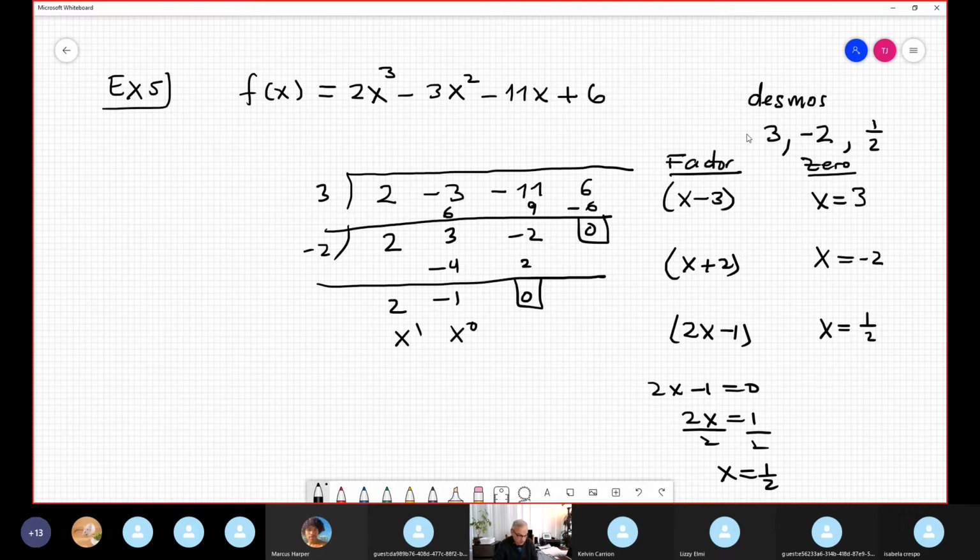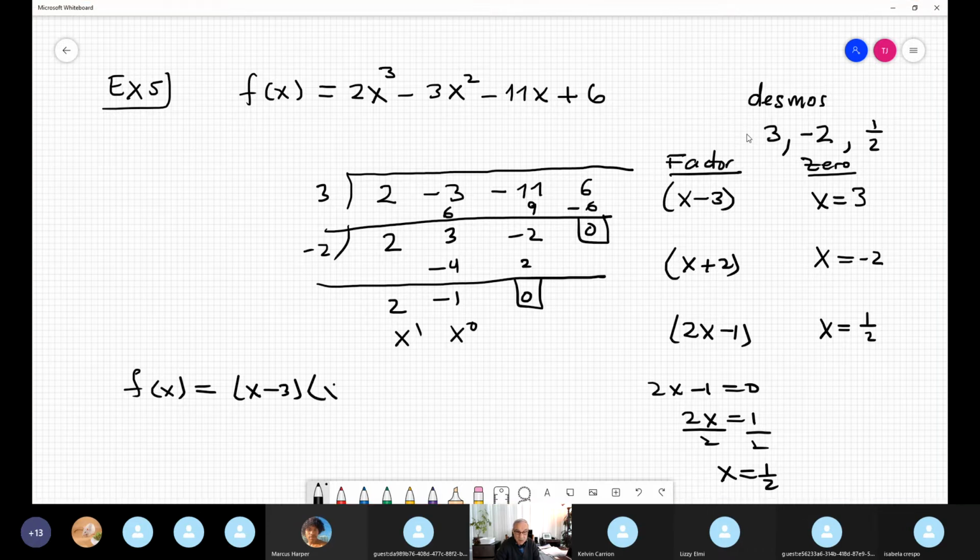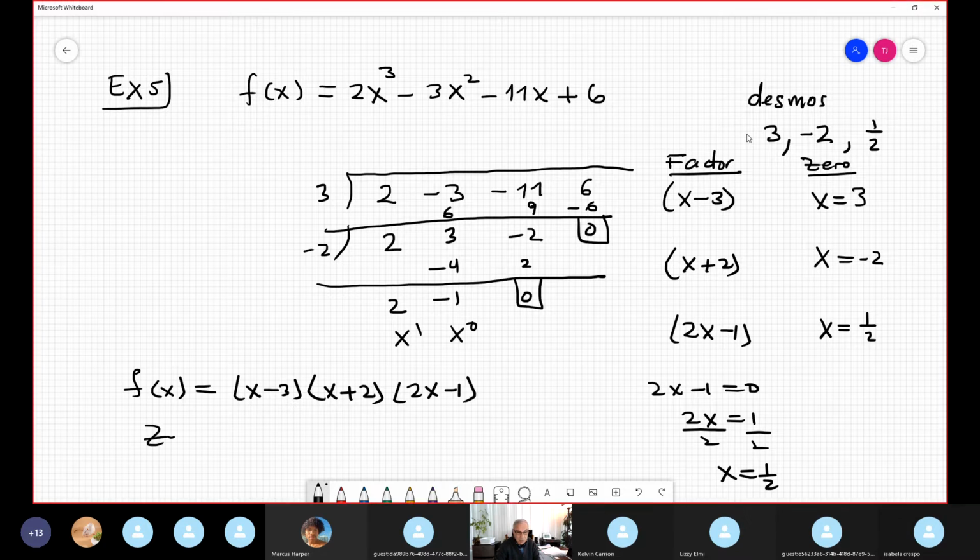Make sense? Do you understand the idea? Suppose that in the test I ask you to factor this. What is the factorization? Well, the factorization is x minus 3, x plus 2, and 2x minus 1. End of the story. What are the zeros of this polynomial? Well, they are 3, -2, 1/2. Super clear? Excellent. Now let's do one more and that's it.